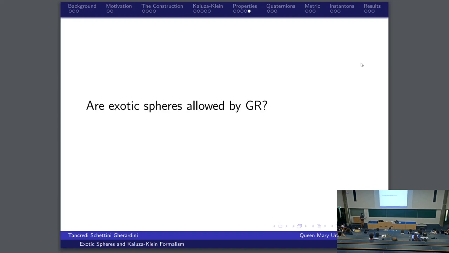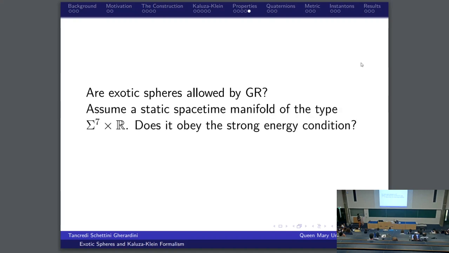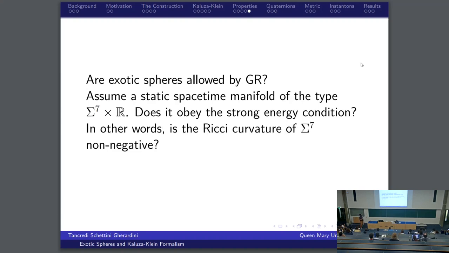So rather than going straight to full supergravity, think about gravity first. Are exotic spheres allowed in GR? What we mean by that is more simply, think about the simplest spacetime you can have, where it's static and the space-like part is an exotic sphere, sigma 7. Now the question is, does this spacetime obey the strong energy condition? In other words, is the Ricci tensor of this sigma 7, the exotic sphere, non-negative?